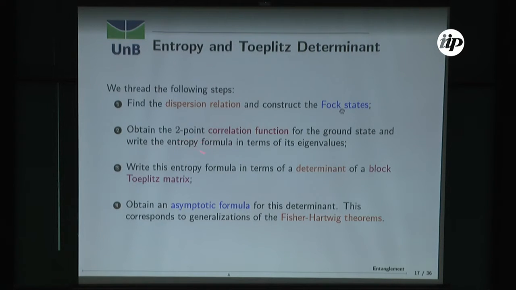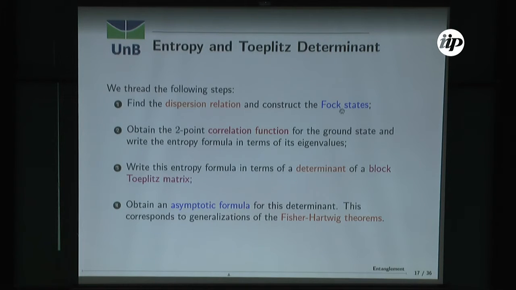And write the entropy formula in terms of the eigenvalues of the 2-point correlation function. The 2-point correlation function as a matrix has its eigenvalues, and then we write the entropy formula in terms of these eigenvalues. Now, these eigenvalues are associated to the determinant of the correlation function, so we write the entropy formula as the determinant of the correlation functions. That is a Toeplitz matrix because of translation invariance. So we write the entropy in terms of this determinant.